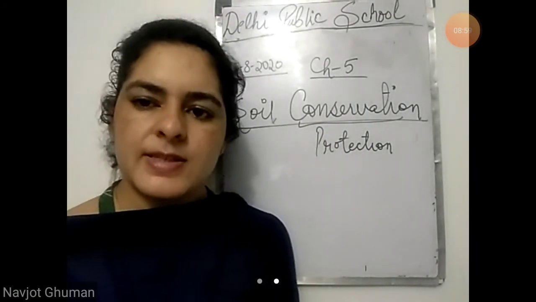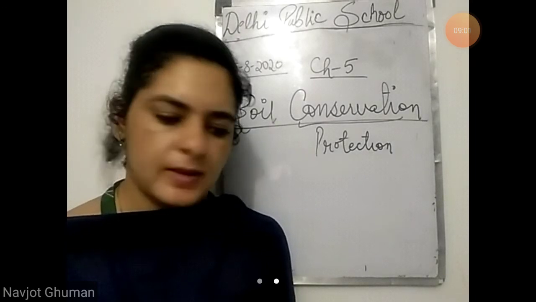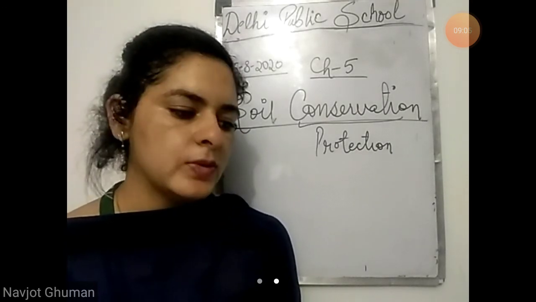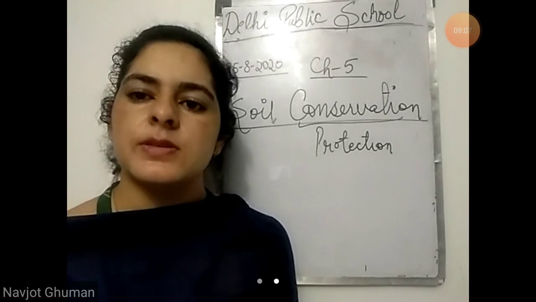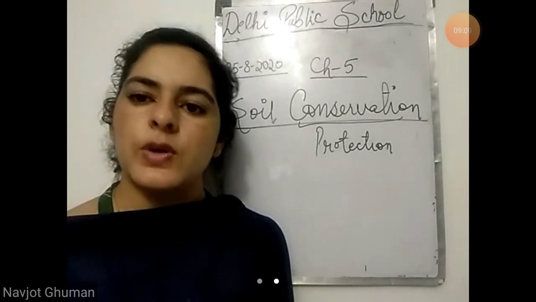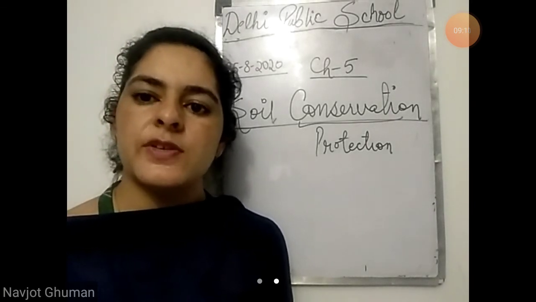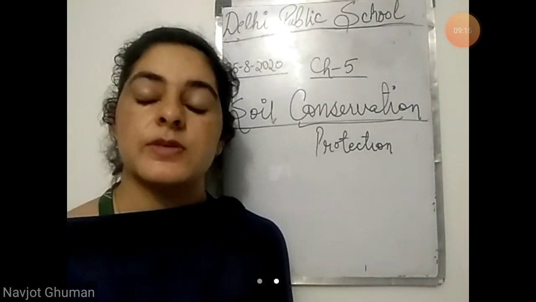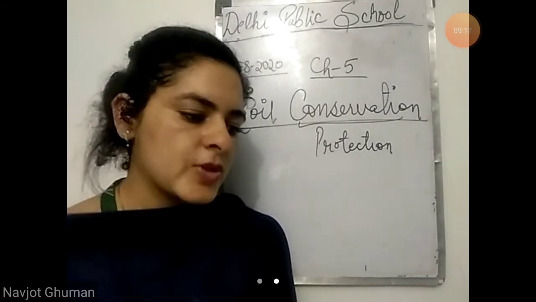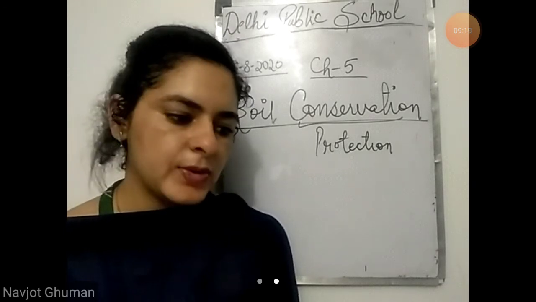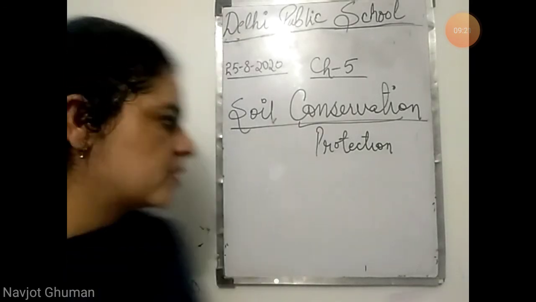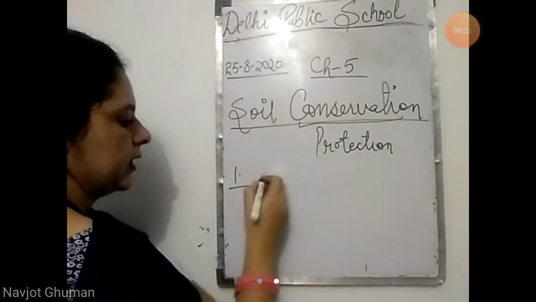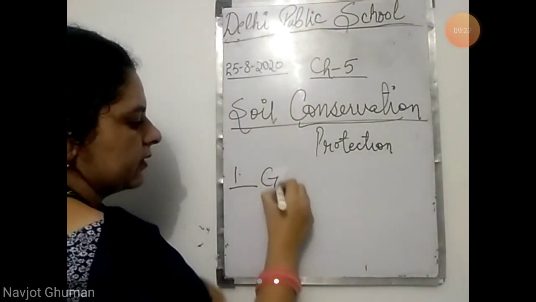There are certain steps that are adopted to conserve soil. First step is we have to grow more and more trees. More and more trees should be grown. If you have cut down 2 trees, in place of them, plant 3 more trees. So more number of trees should be planted to replace the ones that are cut down. So the first step in the conservation of soil is to grow more trees.